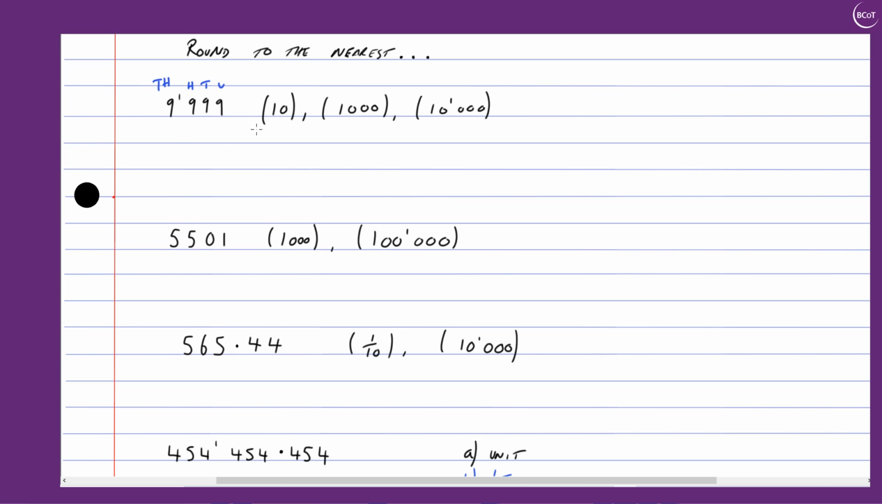So we're rounding to the nearest 10 here. Because we're rounding to the nearest 10, we look at the number to the right of that, which is the units. And 9 is included in the 5 or more region, so this number will round up. And when this 9 rounds up, it makes the next 9 round up, and so on. So the actual answer to part A, if we wanted to call it part A, is 10,000.